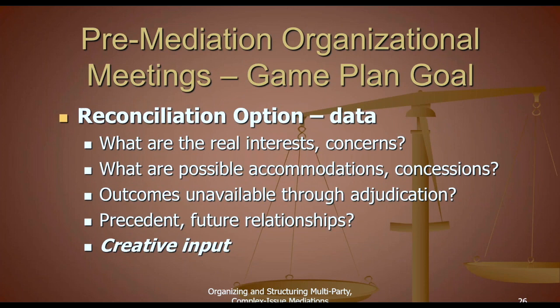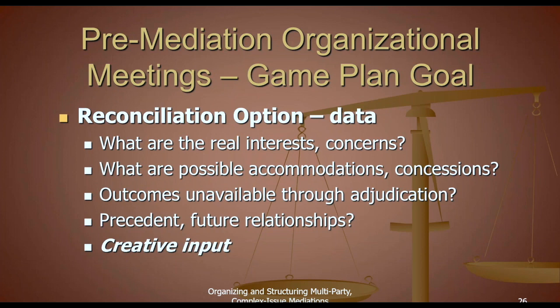In reconciliation, there will be a mutual accommodation of interest and concerns, and there will be an agreement that's usually reached through a give and take of positional negotiations. And one important function of the mediation process is to define the reconciliation option. What are the interests and concerns that need to be protected? What are the accommodations, the concessions that can be made to protect those interests and concerns? And what are the possible reconciliation outcomes that would be unavailable if the parties decide to adjudicate?